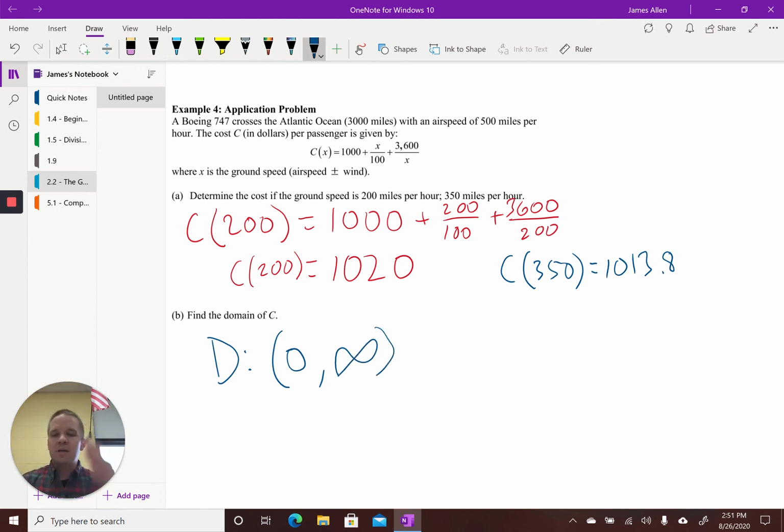Obviously, with an airplane, there's going to be a top speed that it can go at flight, and there's also going to be a low speed that a 747 can go, and I don't know what that is, but that's realistically what we're looking at. But at least from what we know here, I'm going to restrict it from 0 to infinity. We're going to omit that negative side because that just doesn't make sense. All right. That's it for this one.